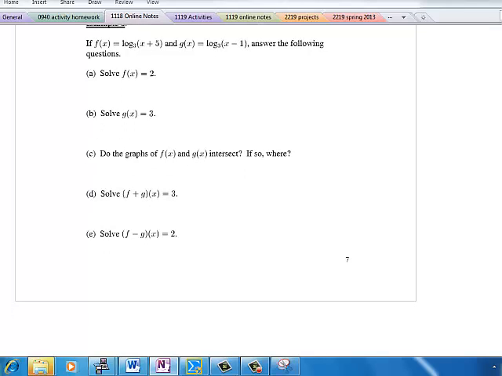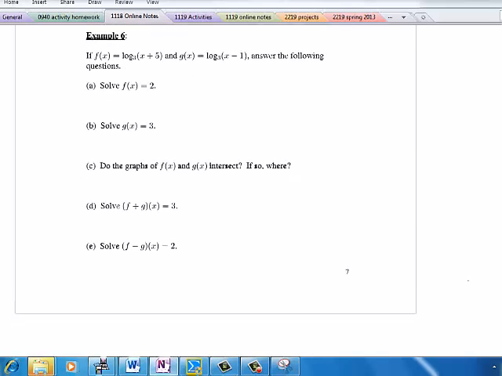All right, last example here in this section. So we've got, if one function is given as log base 3 of x plus 5, and the other is log base 3 of x minus 1, we want to think about the following questions. First, we want to figure out where f of x equals 2. This isn't necessarily a difficult problem, it's just putting it together with the way it's stated and what they are trying to get me to do.